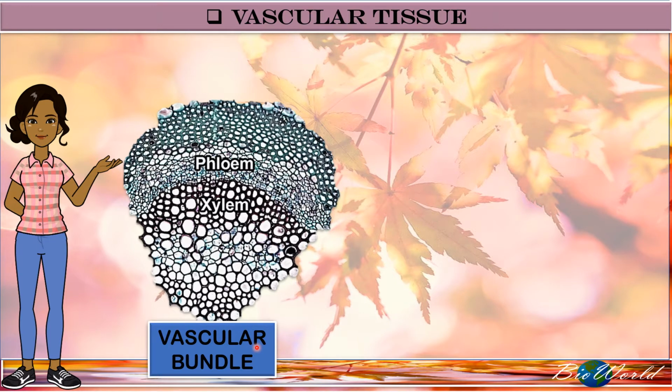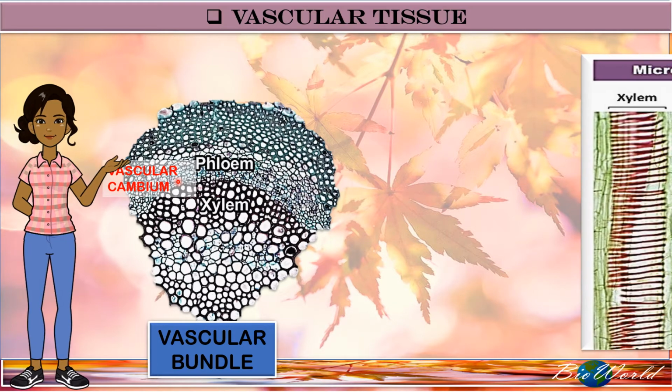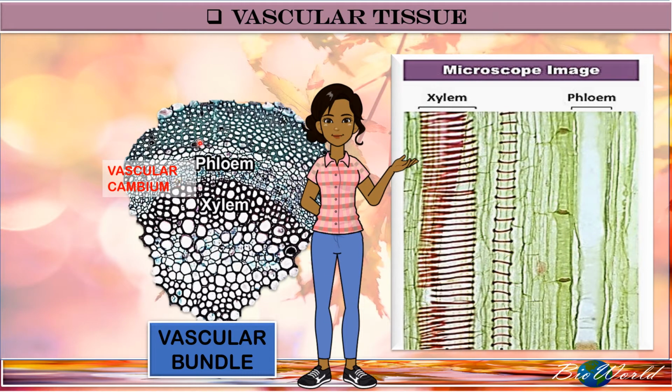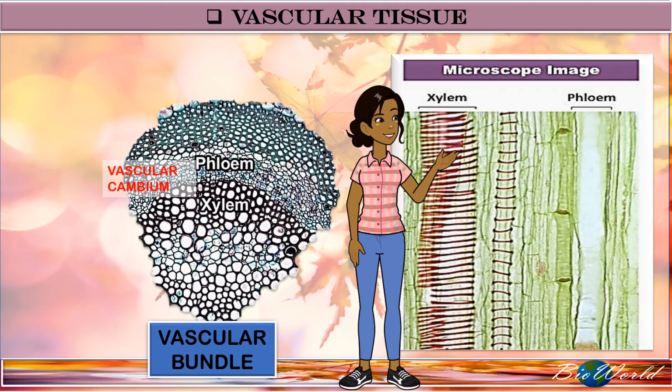There are 3 layers in the vascular bundle. The layer below, the xylem, the layer above, the phloem, and the layer in between is actually the meristematic tissue, that is the vascular cambium. But our focus is primarily on the xylem and the phloem that make up the vascular tissue. As you can see, this is a microscope image of the longitudinal section of the stem, where you can notice that both xylem and phloem are elongated cells. My focus now will be on xylem.